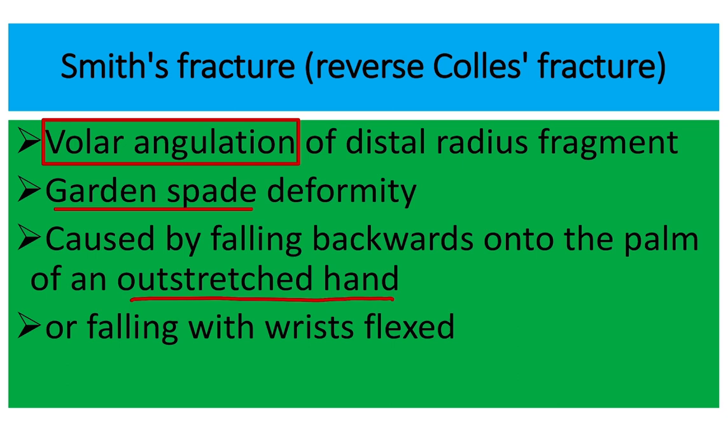So falling on an outstretched hand is a dangerous thing, because different types of fracture are present, including the scaphoid fracture, which is a dangerous fracture. Any type of fracture around the wrist joint, in the lower part of the radius and ulna and wrist region, especially the scaphoid fracture, is due to falling on an outstretched hand, or falling on the wrist flexed.